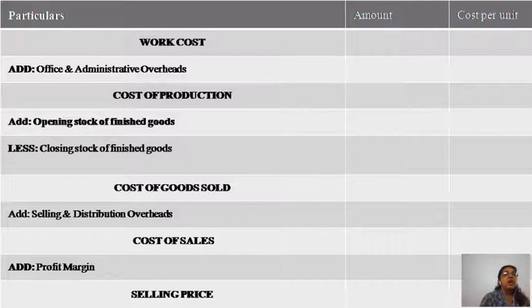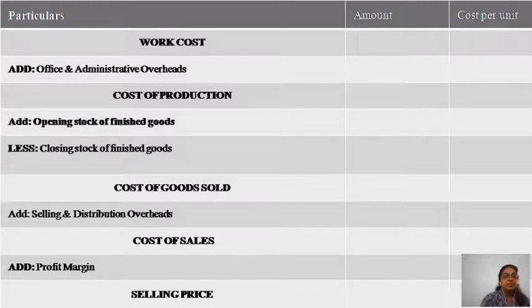Next to this we add the opening stock of finished goods and we deduct the closing stock of finished goods. The resultant answer is cost of goods sold. Now please try to differentiate between cost of production, which is COP, and cost of goods sold, which is COGS. The difference between them is COP is for the output and COGS is for the number of units sold.